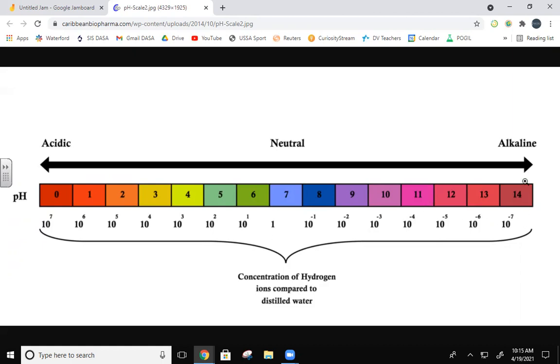Okay? And then something with a pH of 14 is 10,000 times more basic, or alkaline, or you can also think of it like this, 10,000 times less acidic than something with a pH of 10.